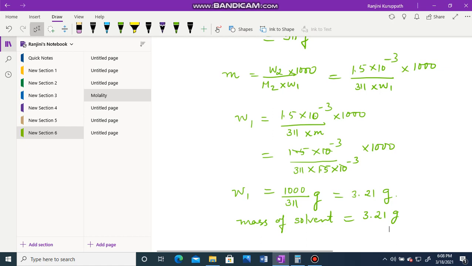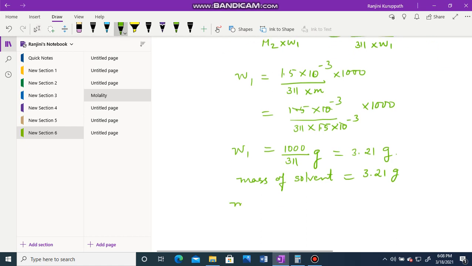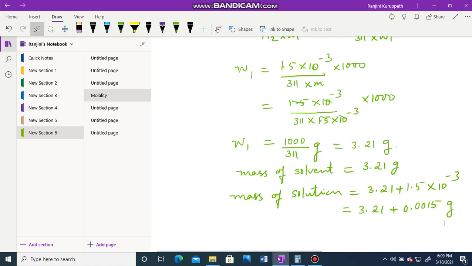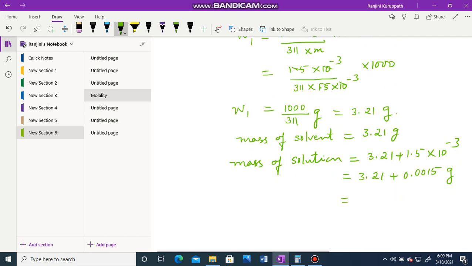So what you have to do? Solvent plus solute. That's all. So the mass of solution the doctor is supposed to take is the mass of solvent 3.21 plus the mass of solute, which is 1.5 × 10^-3 in gram. So that will come as 3.21 plus 0.0015 gram. Not much difference. Even if you write the mass of solvent, it is almost the same. But you have to write the answer the way the question has been asked. So that will come as 3.2115 gram. So you got the mass of solution.